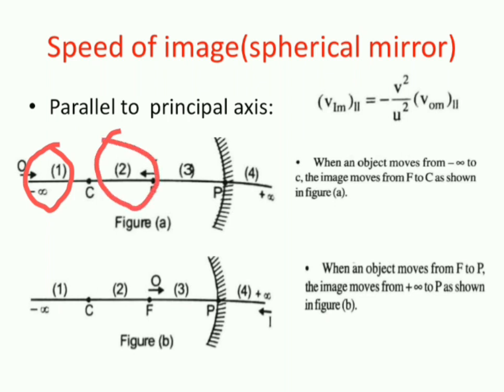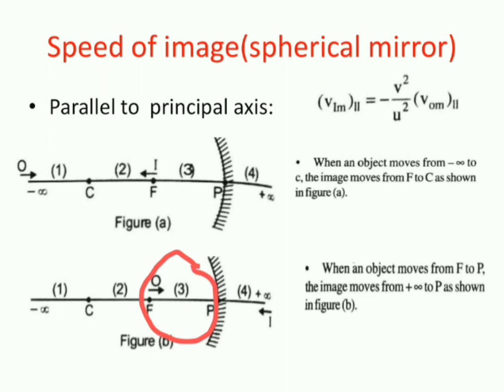If object moves towards center of curvature, image will move from focus towards center of curvature. This is how object and images are moving. Second case, if object moves from focus towards the pole, that means in region 3, we know within the focus, image is virtual. Image will move from minus infinity towards the pole of the mirror. So two cases, object is moving towards C, image will move from F to C. Object moves from F to pole, image will move from plus infinity towards the pole.